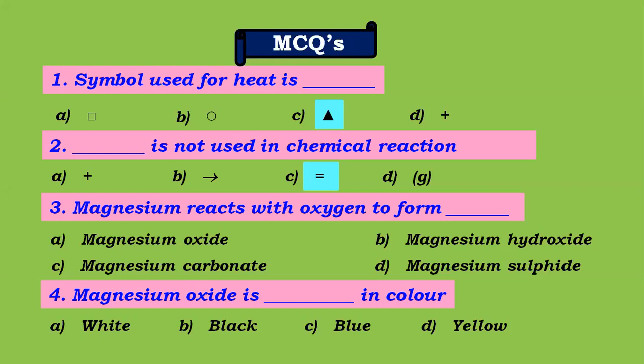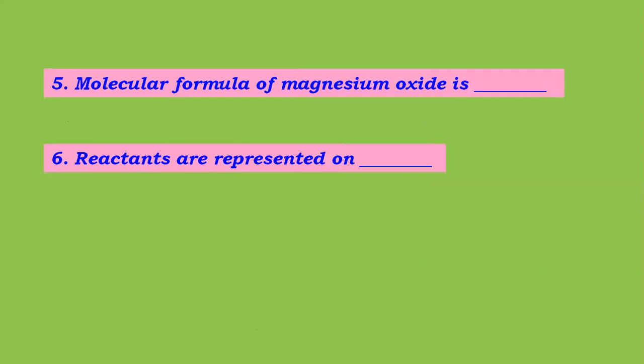Third question: magnesium reacts with oxygen to form what? Oh, the answer has already come here, my bad. That is magnesium oxide. Now this might be a little tricky for you. What is the color of magnesium oxide? Magnesium oxide is white in color. Very good for those who are able to answer. Very nice. Okay, quickly, come on, tell me. What will be the molecular formula of magnesium oxide?